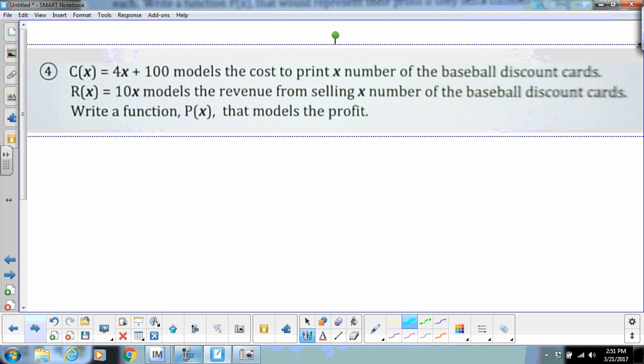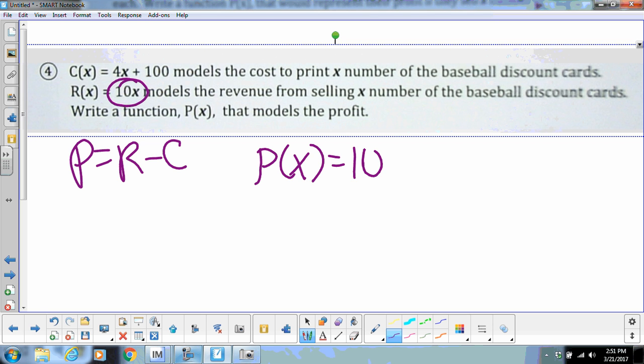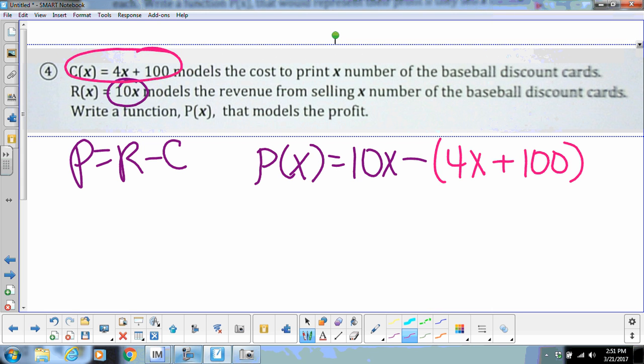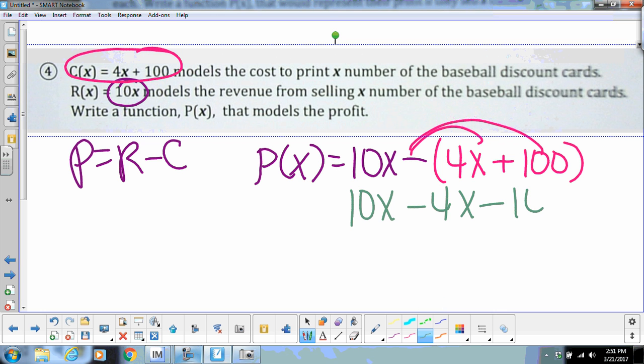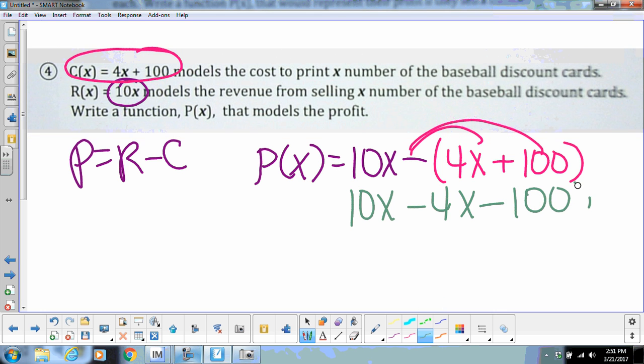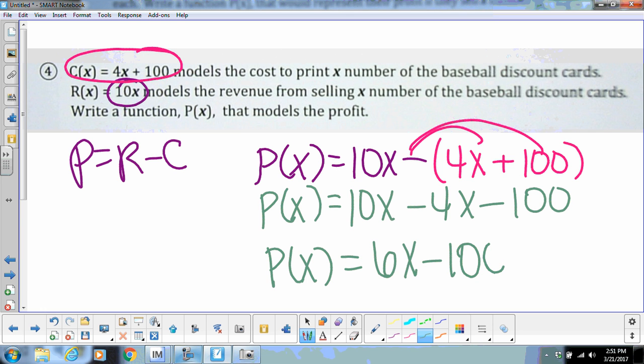Okay. All right, problem number 4 just wants a profit equation again. So remember, we're saying profit is revenue minus cost. Well, in this situation, revenue here is 10x. And our cost is 4x plus 100. Remember to put that in parentheses because we are going to have to distribute our negative sign. Okay, which ends up making our profit equation 6x minus 100.